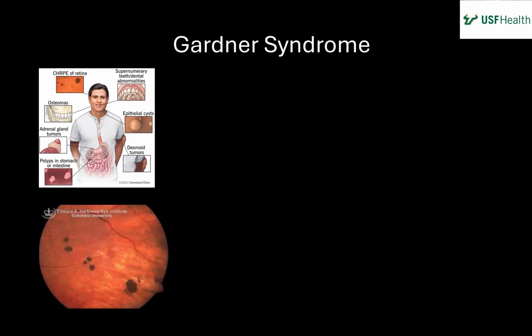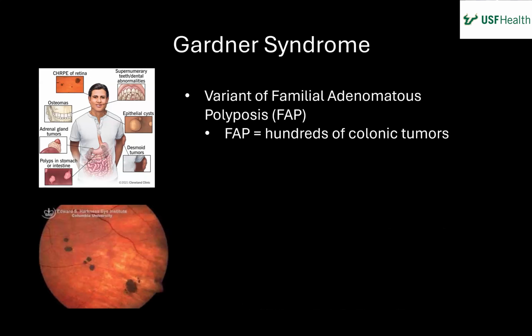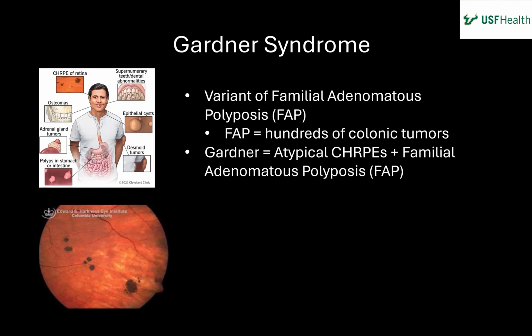Okay, so the important connection here is with Gardner syndrome. Go back to the first couple years of medical school. This is a variant of familial adenomatous polyposis, FAP, which basically universally patients develop hundreds of tumors by the time of 30 to 40, like malignant tumors of the GI tract. Gardner is a specific variant of familial adenomatous polyposis, wherein there's atypical CHRPEs plus the FAP syndrome or disorder.